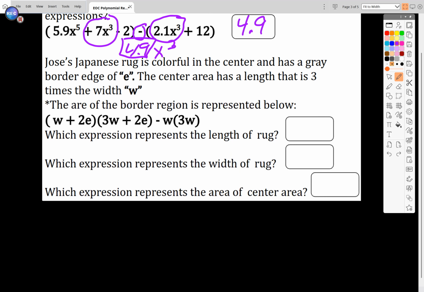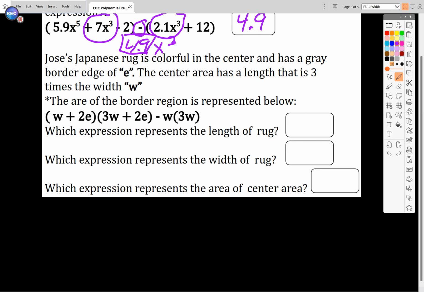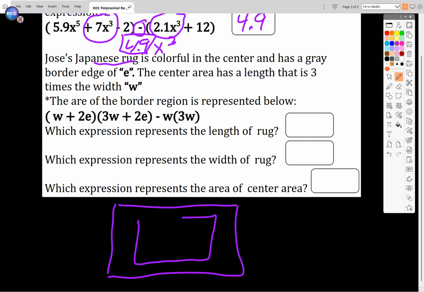Alright, so this is just a little word problem, right? Any rectangular figure with a rectangle inside, in this case, it's a Japanese rug. Just visualize it here. There's a decorative portion inside here. The borders are all e, according to what they say in the words here, up top in the word problem. And then it says that the center area has a length that is 3 times the width.